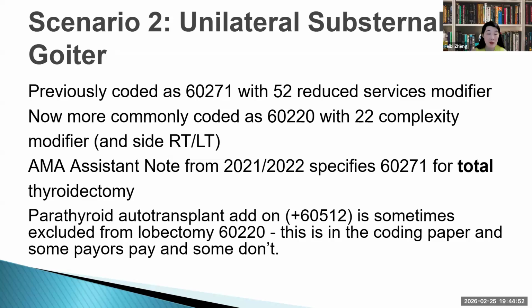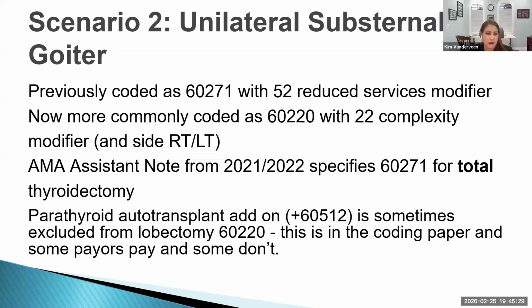Yeah, I totally agree, Brett. When I started off in practice, I also coded the 60271 with the 52. And then I think I was about 3 or 4 years into practice, and they told me I had to code it as 60220 with the 22 complexity modifier. So again, this is definitely going to be one of those things that will depend partly on your institution and how they are interpreting this language, although this language is getting more and more specific year by year.